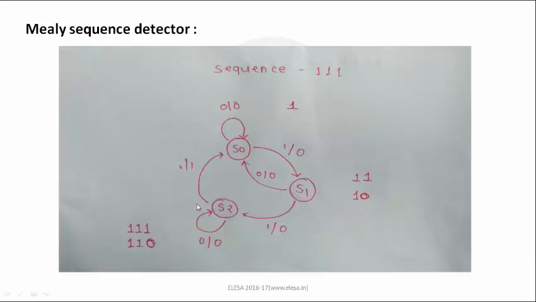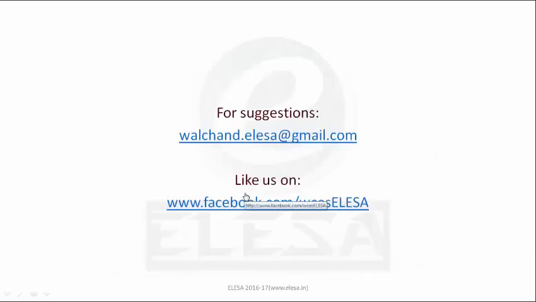But when the input bit stream is 1, it will go to the next state S0, making the output equal to 1. So this is the difference between the Mealy and Moore sequence detectors. In the Mealy sequence detector, when the 0 is considered and there is no 0 in the previous two states, it will remain in the state S2. So thank you.